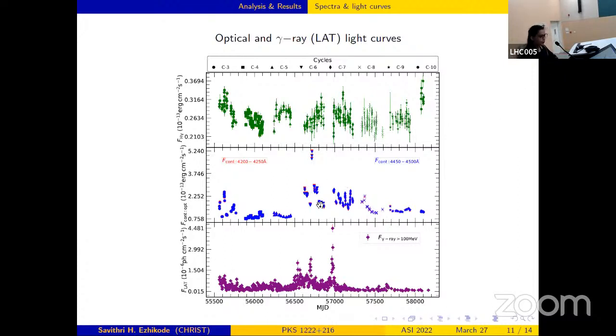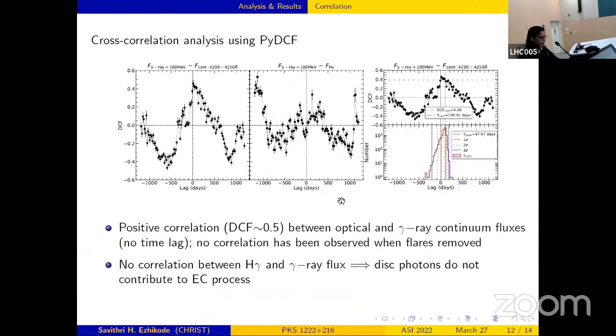And in order to find the connection between the optical continuum and line fluxes and the gamma ray flux, we carried out a cross correlation analysis. Since the data is unevenly spaced, we followed the PyDCF analysis to estimate the correlation between these fluxes. These panels show the cross correlation results from PyDCF for the gamma ray emission and the optical continuum flux. And this panel shows the cross correlation for gamma ray and H gamma flux.